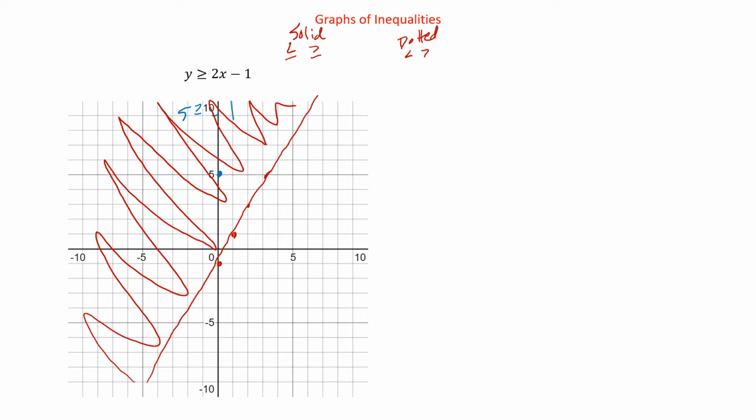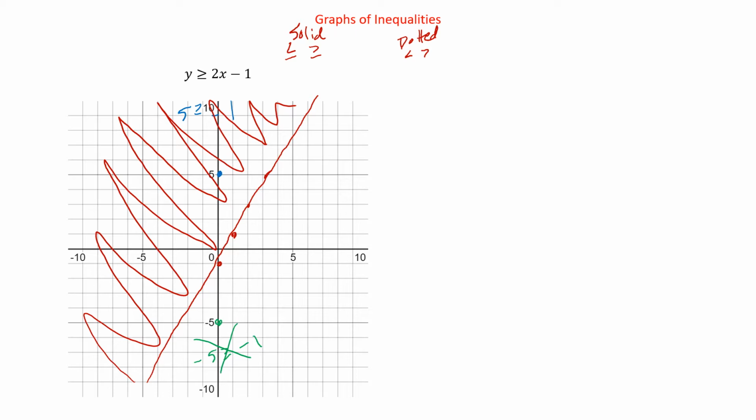If we plugged something in on the other side of the line, it shouldn't work. So for example, we could go down to -5. If we plugged in -5, -5 is greater than or equal to 0 minus 1. -5 is not greater than -1. That does not work. So this side of the line does not get shaded.